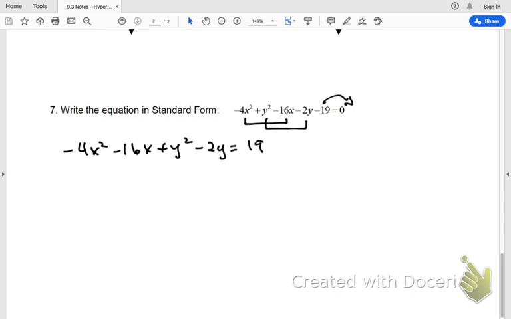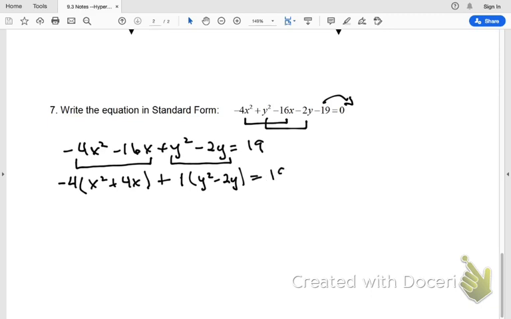All right, then you really want the coefficient of your x squared and your y squared to be positive, so I'm going to group these together and factor out the GCF, so it'll be -4 times x squared plus 4x, and then plus this one, the y value is positive, so I can write a 1 there, and then y squared minus 2y equals 19. Okay, so now then we need to complete the square.